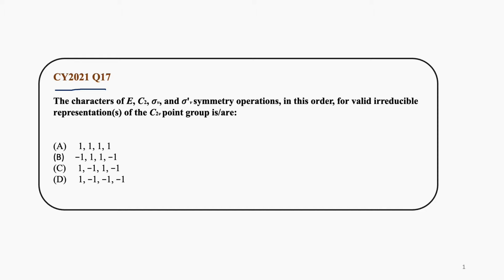So the terms E, C2, sigma v and sigma v dash given in this problem indicate the symmetry operations possible for this molecule. E is the identity, C2 is the axis of symmetry, and sigma v and sigma v dash are symmetry planes. Let's see how to solve this problem.